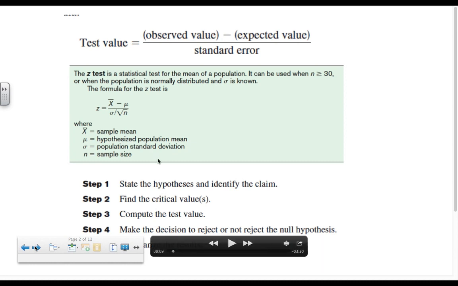So how to run a statistical test. The first thing to do is to state the hypothesis and identify the claim. This is what we learned in section 8, so you should already know how to state a hypothesis. Then you need to find your critical value, your z-value from the chart. Then you will compute your test value using this formula, and then you will make a decision to reject or not to reject the null hypothesis. You have to make a decision.